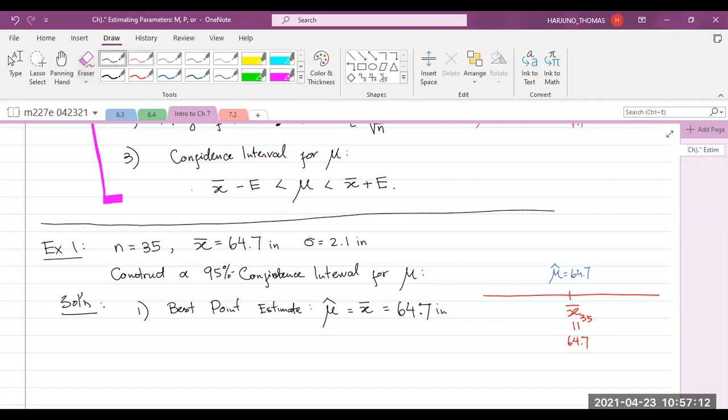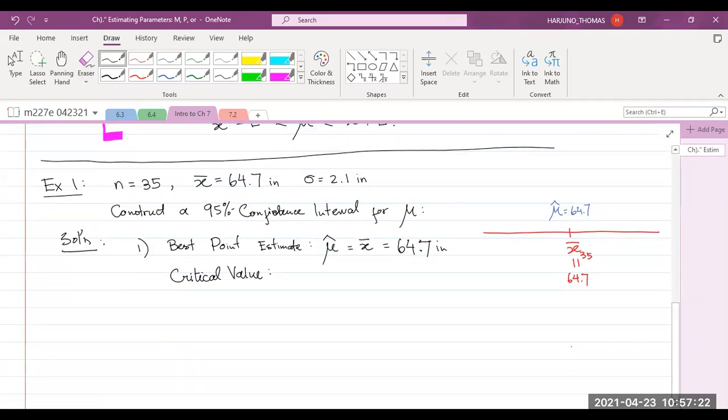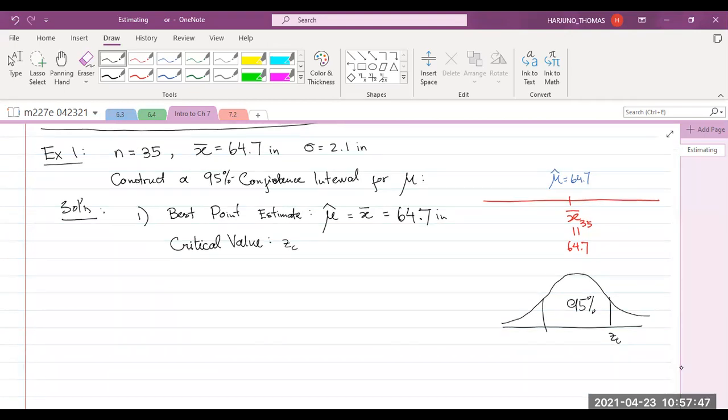That's part A. The second, how about the critical value? How to find the critical value? They tell us that the confidence level is 95%. It means we need to find the critical value such that the area in the middle of that critical value is 95%. So we need to find that c critical. This is the c critical we are looking for. Now that 95% is the area in the middle.